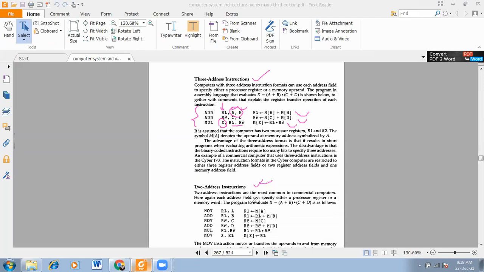Now, two address instruction move. That means you are moving the data from one location to the other location. So that's why move R1 comma A. That means the content of the memory location A is moving to register R1.